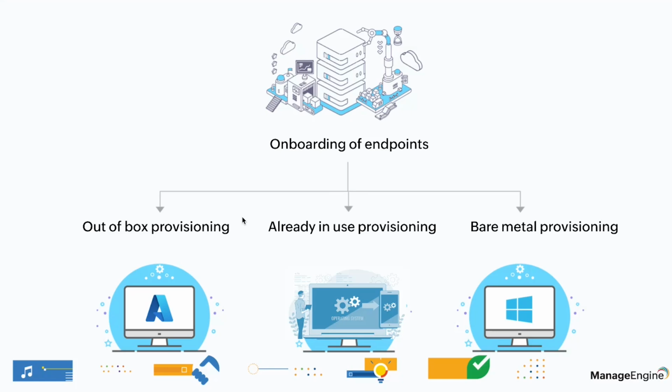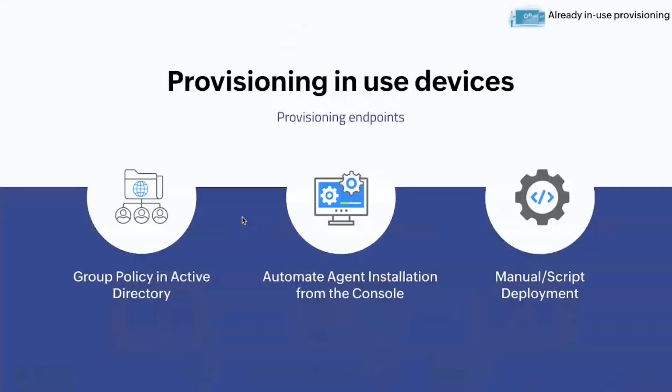That is where if you have an already running operating system, there are methods to onboard those computers with agents. Lastly, bare metal provisioning. If the machine doesn't have an operating system in it, we can use OS Deployer to install the agent along with an image in it. So let's talk about the agent installation methods that we have.